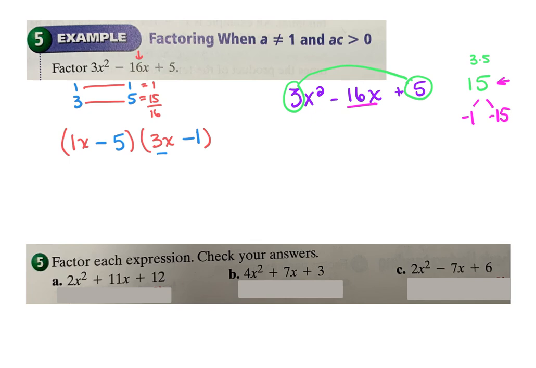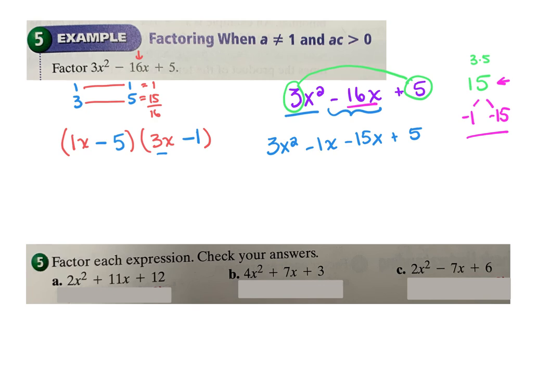So now what I'm going to do is I'm going to take my original and I'm going to rewrite just the middle term with these factors. So what does that mean? Well, I'm going to take my 3x squared. I'm going to leave that alone. And now instead of negative 16x, I'm going to write negative 1x and negative 15x. All right? Do you agree that that's negative 16x? Okay. And then I'm going to leave my last term alone.